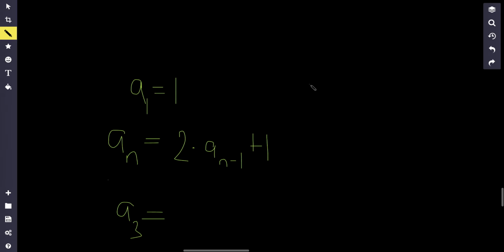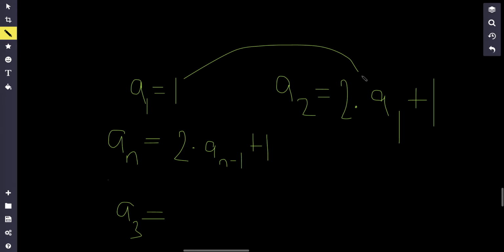So let's do it. Let's find out what a sub 2 is equal to. A sub 2 is going to be equal to 2 times a sub 2 minus 1, so 2 minus 1 is 1, plus 1. We know a sub 1 is equal to 1, so let's substitute that in here. 2 times 1 is 2, 2 plus 1 is 3. And we know the 2nd term is 3.